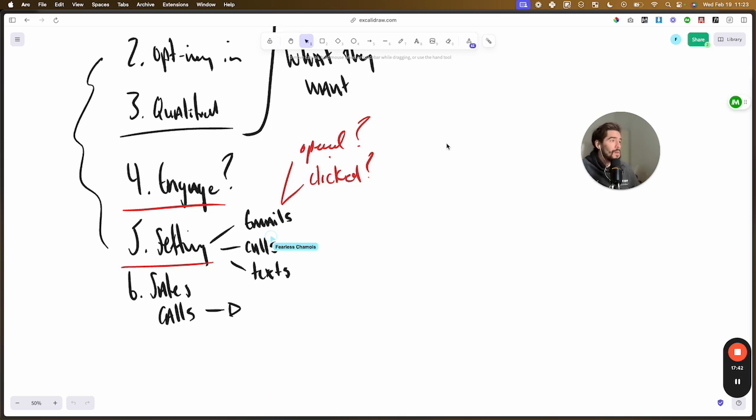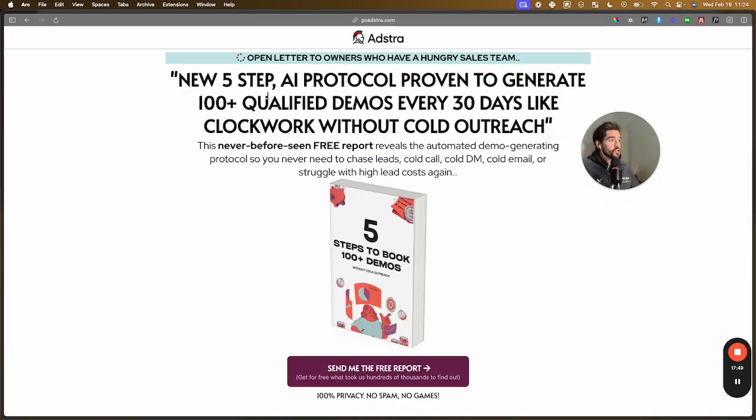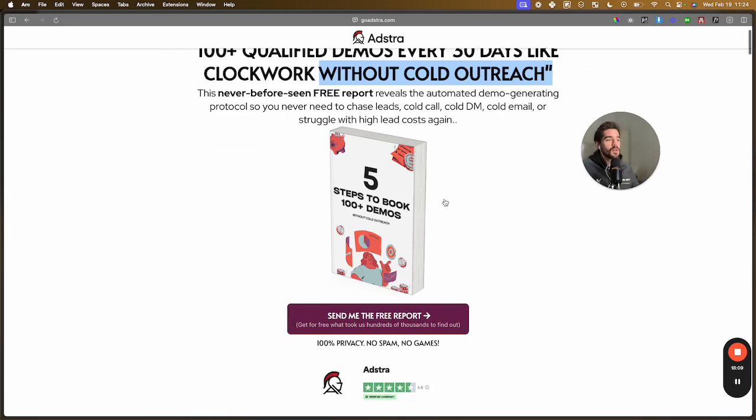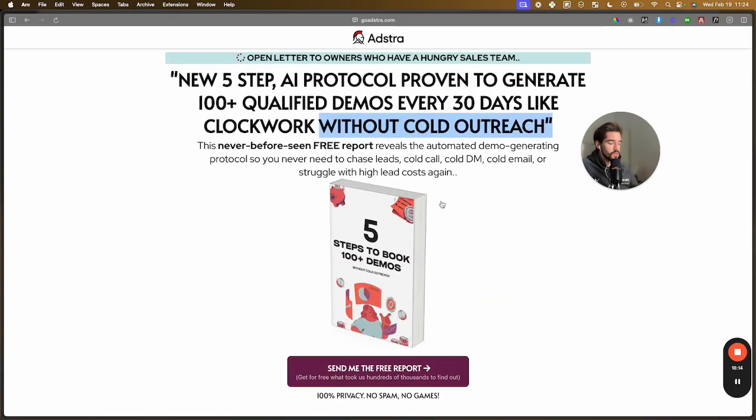It's very clear just based on some of the positioning statements. If we look, I know that I'm not going to get any people that are selling shoes, because I have an open letter to owners who have a hungry sales team: 100 plus qualified demos without cold outreach, right? E-com businesses don't need demos. So what's in it for them? This is the thing that people want, is more meetings. And my best client needs more meetings. They're already doing well or whatever. And then I have some copy here. You can look at it. I'll put it in the description.